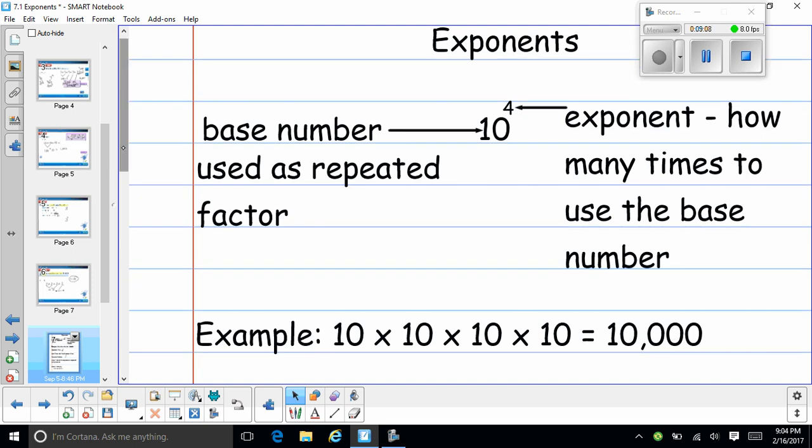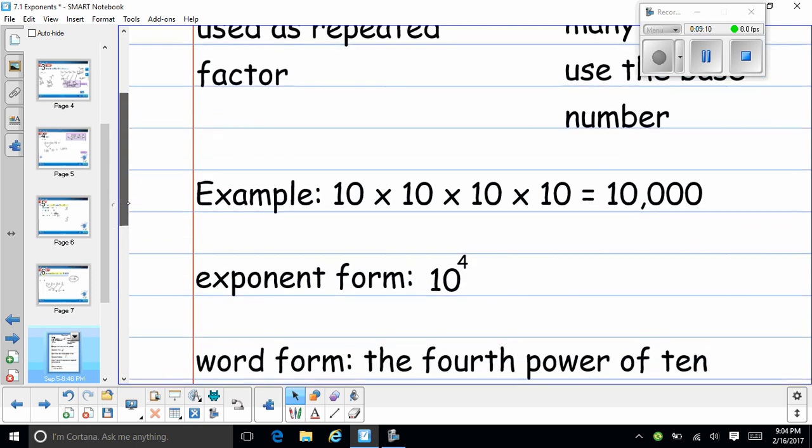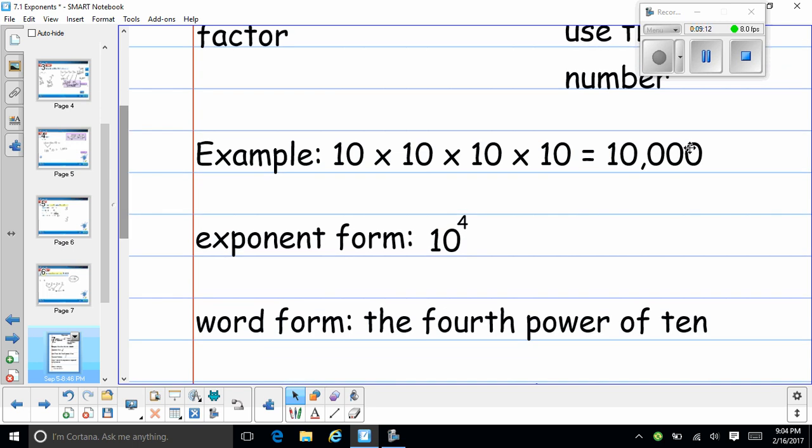So using that repeated multiplication, this is what that exponent would look like. If I'm asking for an exponent form or exponential form, this is what your number would look like. And then finally, this is how I actually write it, or I would say it, the fourth power of 10. Once you have these examples copied down, continue to hit play.